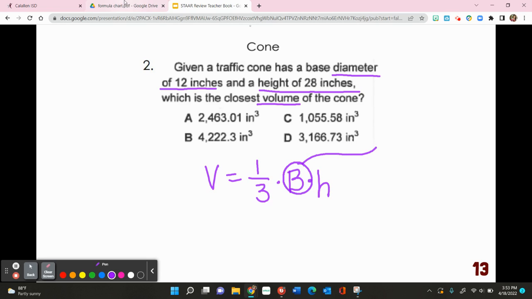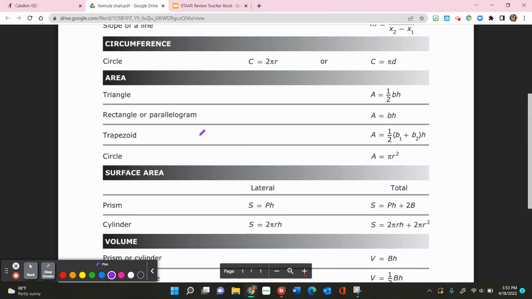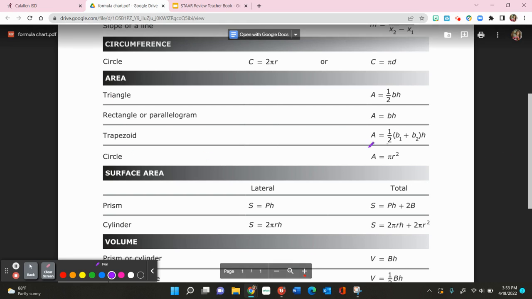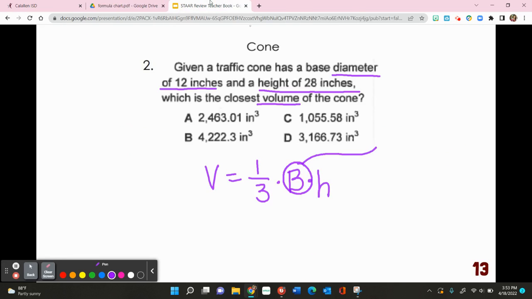So I'm going to go off to the side and go back to my formula chart and find the formula for area of a circle, which is pi times r squared. And going back into the problem, I want to see, do they give me the information I need? Do they give me the radius? In the problem, they tell me my diameter is 12. So if my diameter is 12, to find my radius, I have to divide by 2. And 12 divided by 2 is 6.